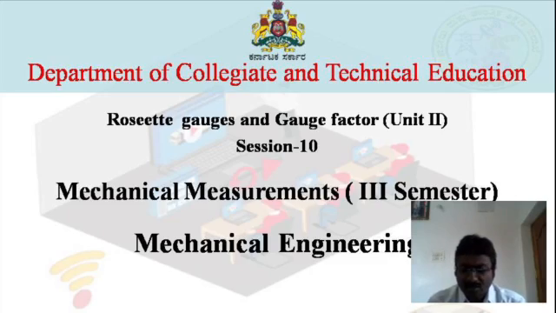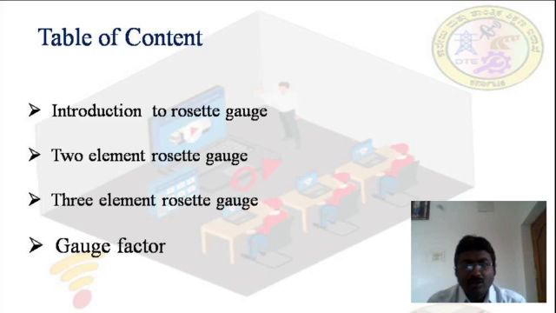In today's session, the topics to be discussed are: the first one is introduction to Rosette gauge. Second one is two element Rosette gauge. Third one is three element Rosette gauge. And fourth and the last is gauge factor.